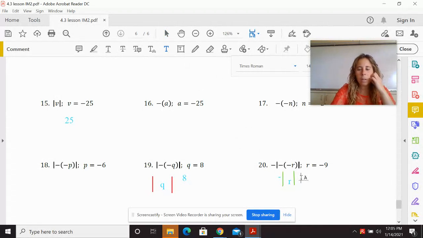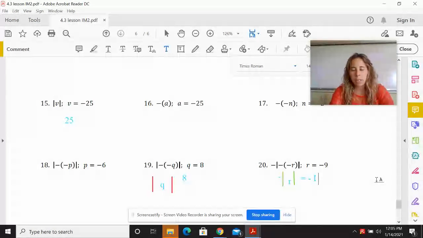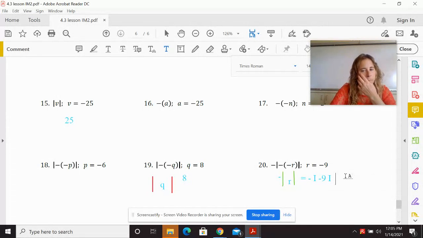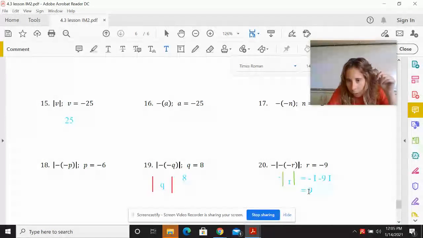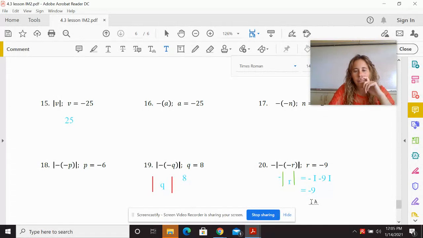So that is equal to the negative, okay. Then we're going to substitute in negative 9. Absolute value. So what is the absolute value of negative 9? How far away is negative 9 from 0? Distance can't be negative, so it's 9. But you have a negative on the outside, so the answer is negative 9. Okay, don't forget about the negative on the outside.